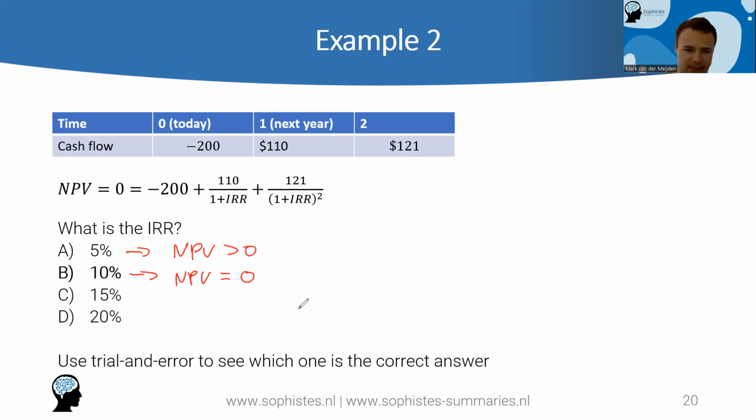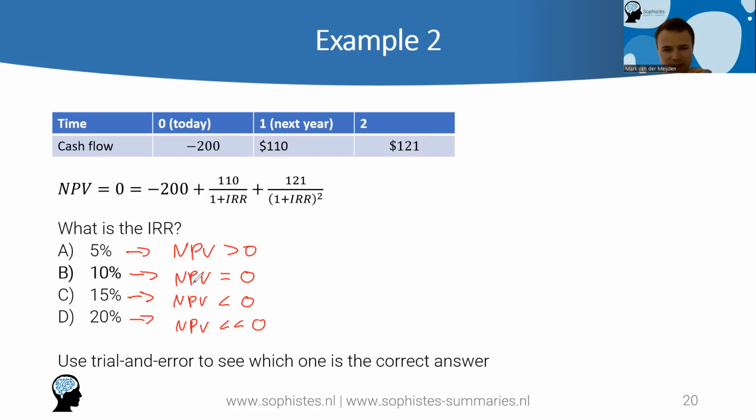Do you guys understand that? If I would, for example, try the 15%, then the NPV would be smaller than 0. Would I try the 20%? Then it would be even smaller than the previous answer. And that's the whole thing here. So do you guys understand that? You just simply try out the different answers, and then the answer that gives you an NPV of 0, that's the correct answer. So that's B in this case.